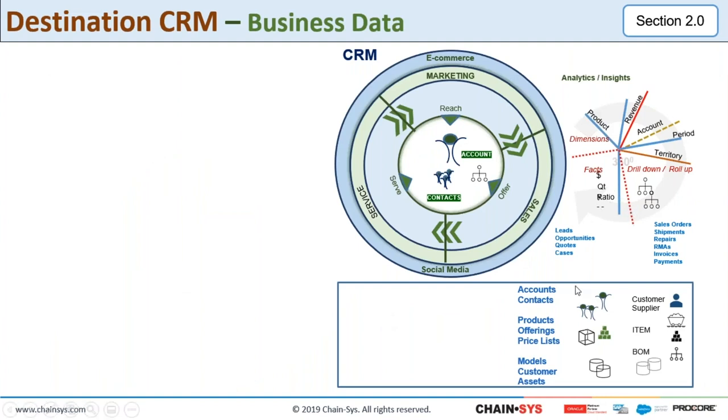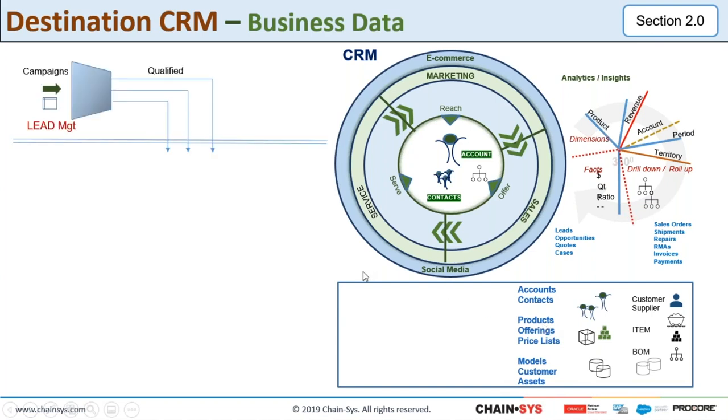The master data, if you really look at it, are accounts, contacts, products, what they offer. I used a word called offering, which is different from just the product, because offering is what the customer would like to have at that point of time. Price list, models and customer assets are generally for the services, right? We'll talk a little more about these masters after we see the transactions.